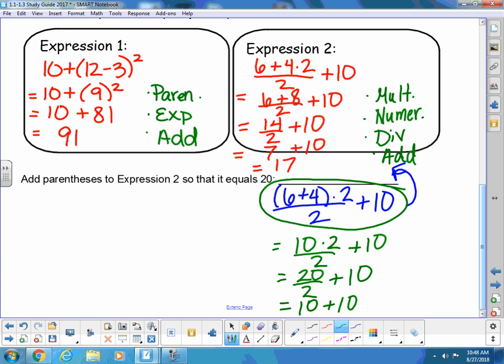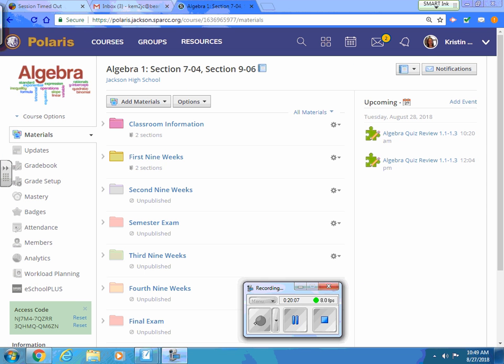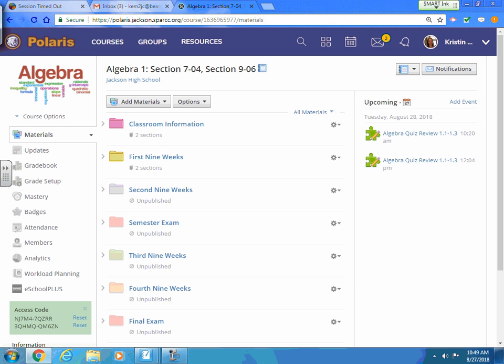Everybody get out their Chromebook. Load up Polaris. Is yours working? We will find out. Can you just load one more? Yeah, log into Schoology.